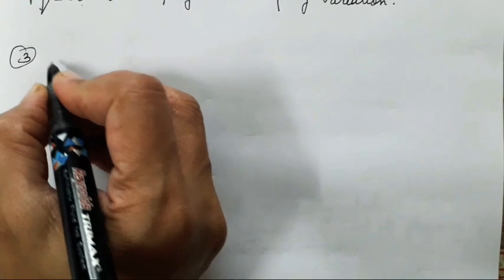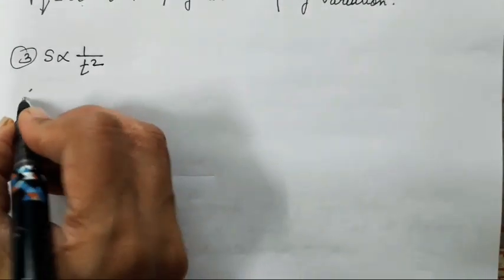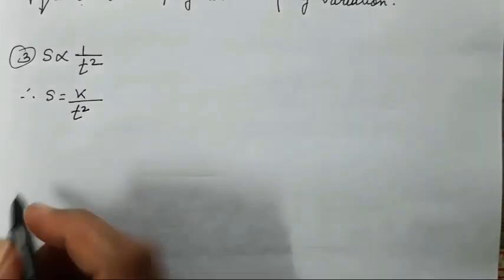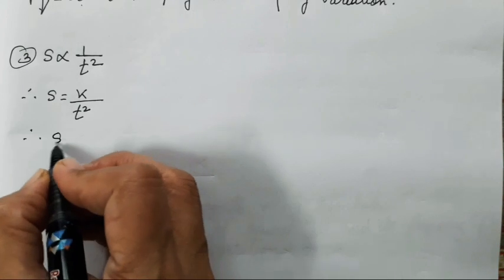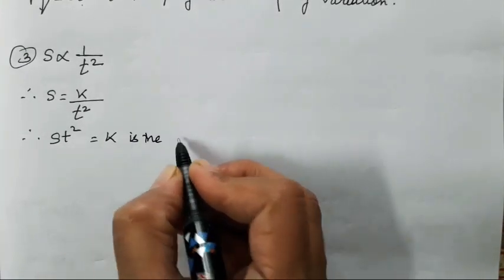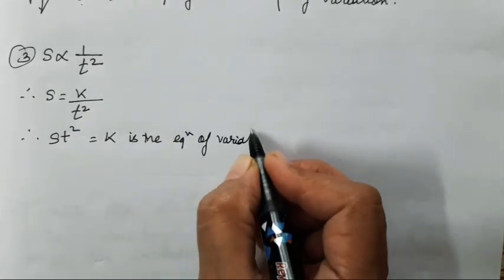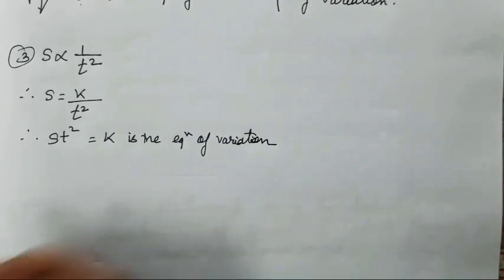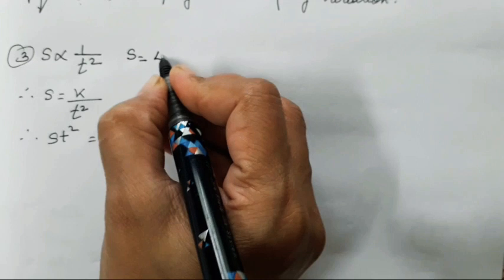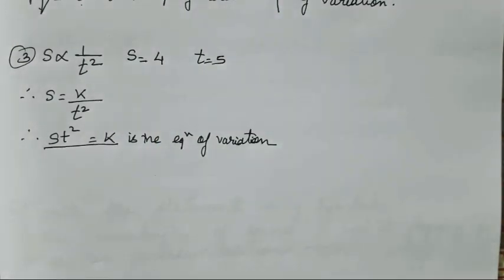Third sum, S is inversely proportional to 1 upon T square. Therefore, S is equal to K upon T square, K is the constant of equation. Therefore, ST square is equal to K is the equation of variation. Okay, so S is equal to, I forgot to write it over here, S is equal to 4 and T is equal to 5. So we have to substitute in this formula.